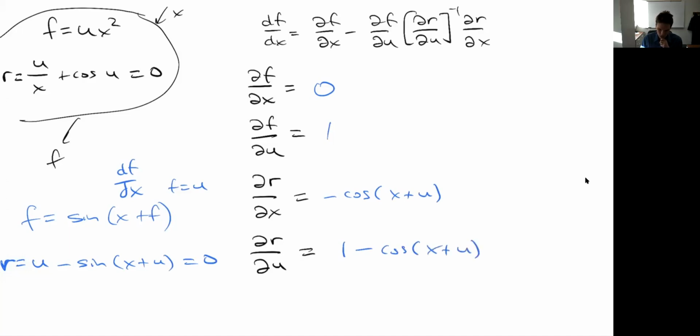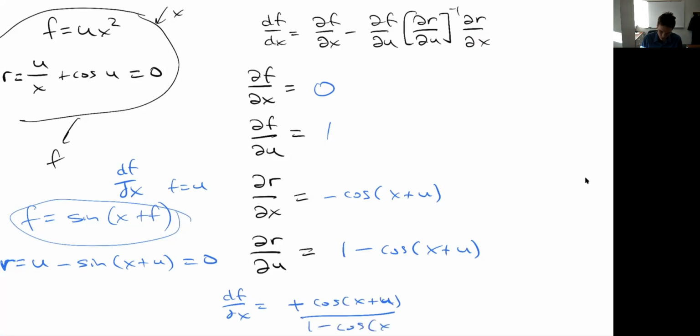Okay. So assuming I did that right, df dx for this expression is going to be, plugging everything into this thing right here, a minus, because partial f partial x is 0 and partial f partial u is 1. The partial r partial x, this term here, has a minus sign in it, so it actually cancels that minus sign. I get cosine of x plus u divided by 1 minus the cosine of x plus u, because that's an inverse, right? But again, this was a scalar, so it just became a division.